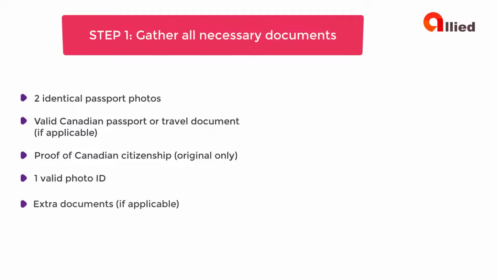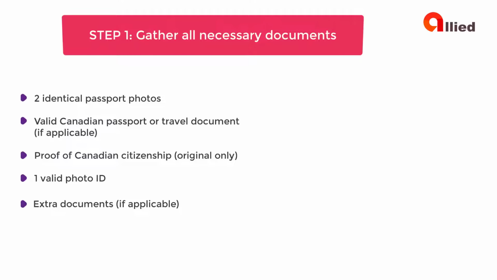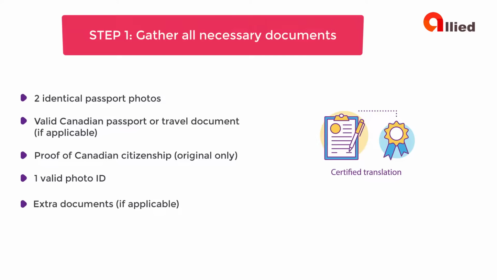You may need to provide extra documents if you have changed your name, are replacing a lost, stolen or damaged passport, want to omit your place of birth on your passport, or update the gender identifier on your passport. We are not going to talk about this in this video. If you need this information, leave your comment below. All documents must be submitted in either French or English. If a document is in another language, an official translation must be provided.